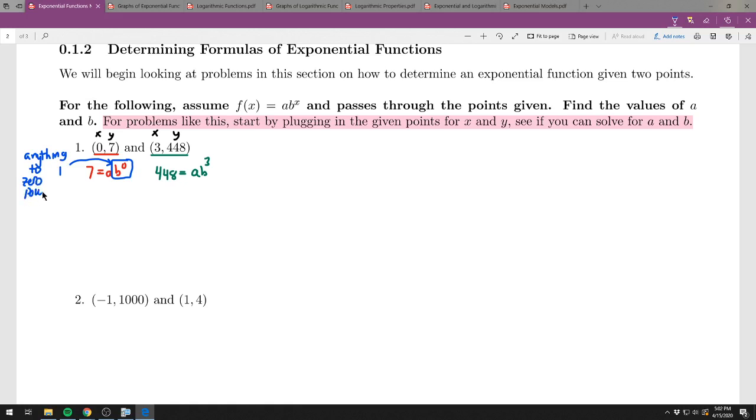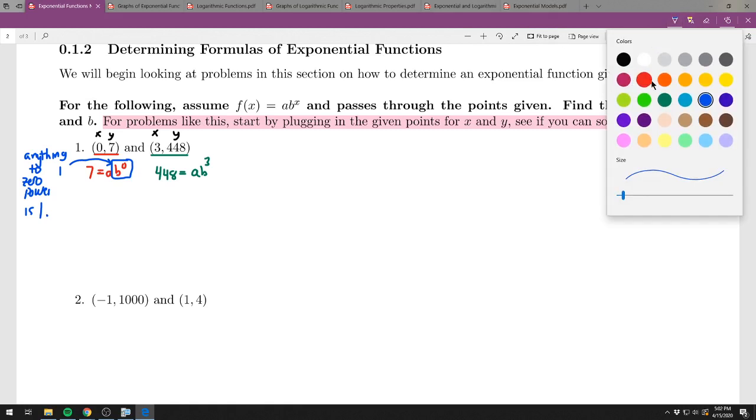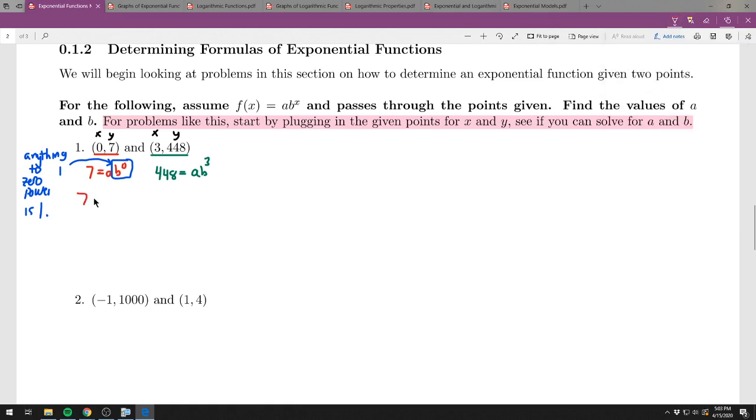Right? It doesn't matter what b is. B could be 2, it could be 1/2, it can be any positive number that's not 1 according to our rule. And we're going to go ahead and just plug that in. We got 7 equals a times 1. A times 1 is just a, and actually this told us right away what a is. A equals 7. And that's part of what we want to solve. We want to find the values for a and b, and we got a.